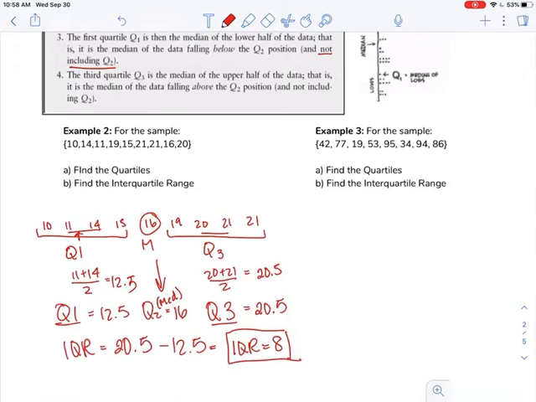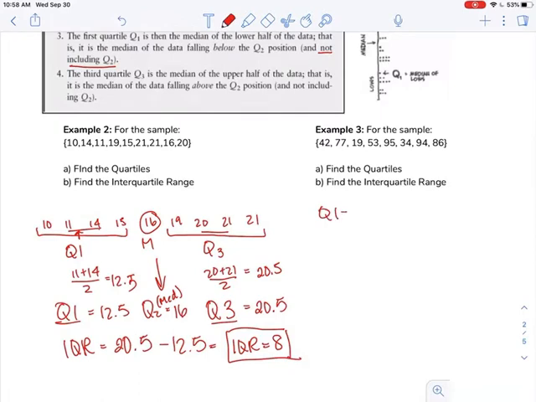All right. So you should have gotten for quartile 1, 38, median, 65, quartile 3, 90. And then when you found your IQR, you should have gotten 52.